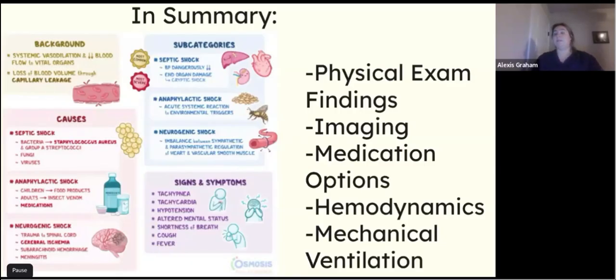We also talked about hemodynamics. So remember, in septic patients, the CVP will be normal or slightly elevated. PCWP will be decreased. Cardiac output will be normal or elevated. And systemic vascular resistance will be decreased.